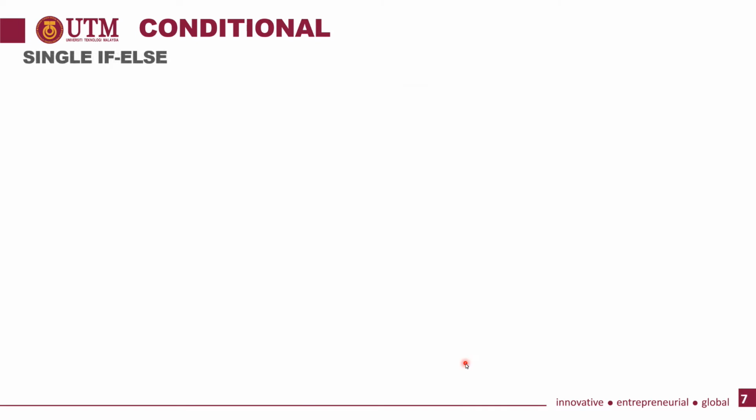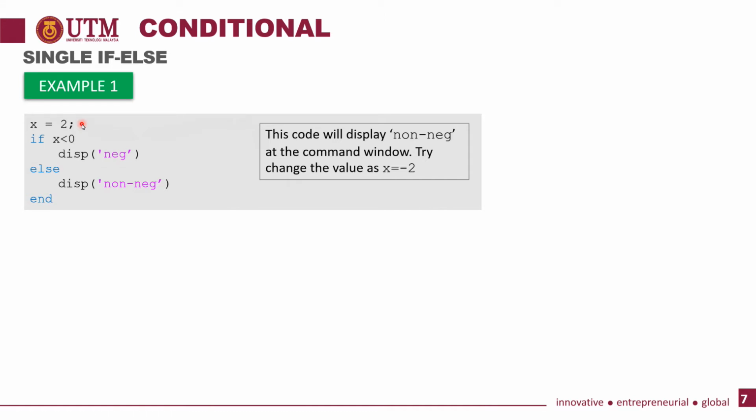All right, so let's go to some examples of single if else. Okay, so for the first example, you see here we are initializing the value of x equals 2. So if x is less than 0, it will display negative, and if x is not less than 0, it will display non-negative. Okay, so when we initialize x equals 2, is 2 less than 0? No, right? So it will not display negative, it will display non-negative because the first condition is not fulfilled. All right, so this code will display non-neg at the command window.